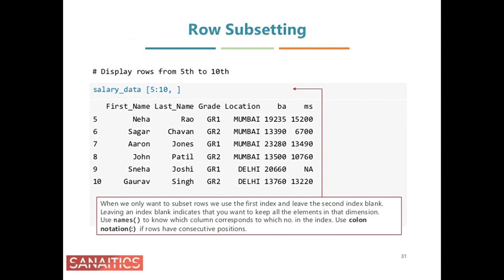Row subsetting. Display rows from 5th to 10th. When we only want to subset rows, we use the first index and leave the second index blank. Leaving an index blank indicates that you want to keep all the elements in that dimension. Use names to know which column corresponds to which number in the index. Use colon notation if rows have consecutive positions. Here is the code for row subsetting and the output.